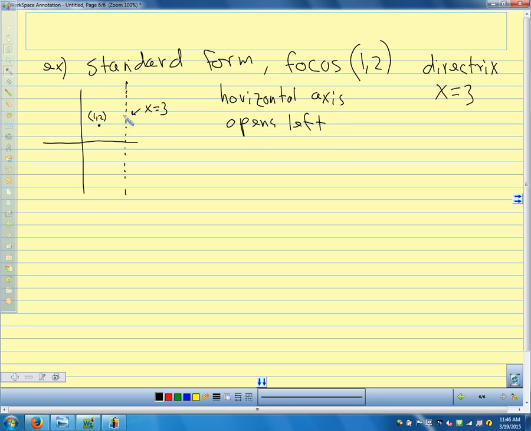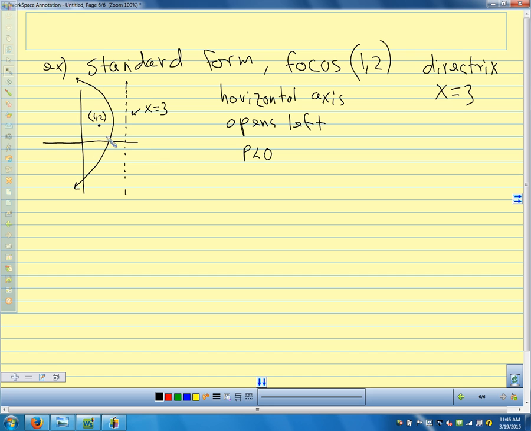Because our focus is here, and the focus is always inside the parabola, the parabola does something like this. So the focus stays inside. So P is going to be positive or negative? P is negative. P less than 0. So we're almost done with the problem. We haven't even calculated anything yet. We just drew a picture.